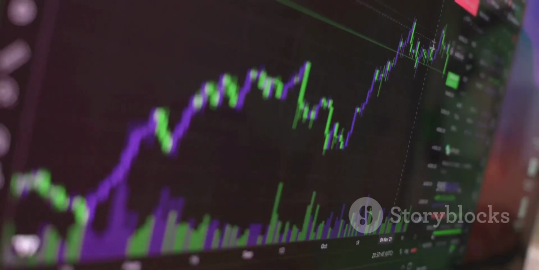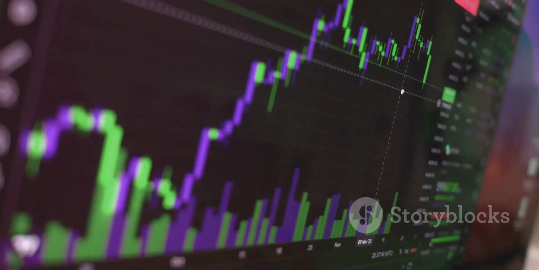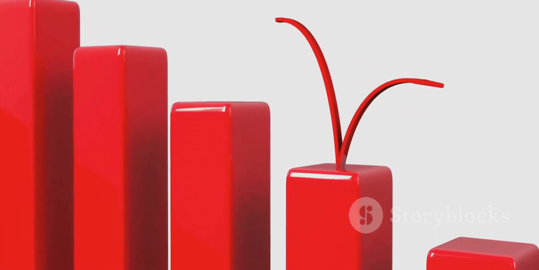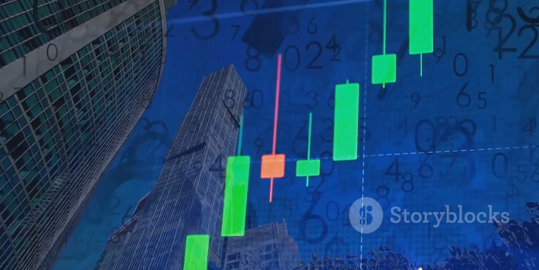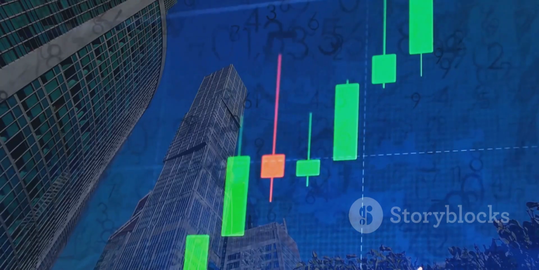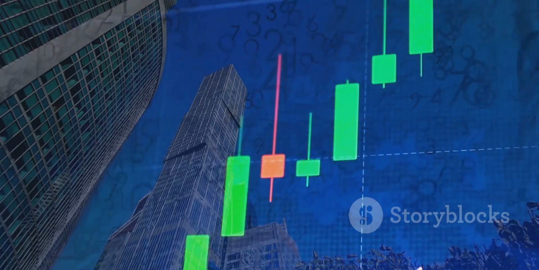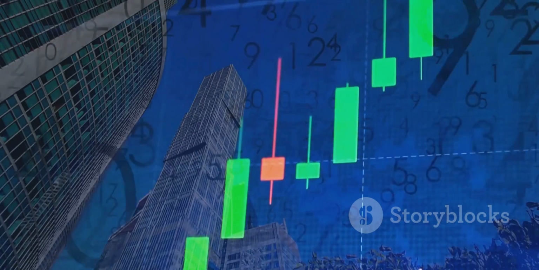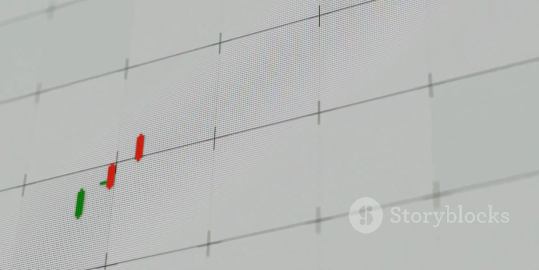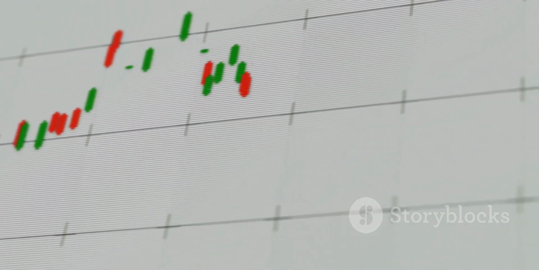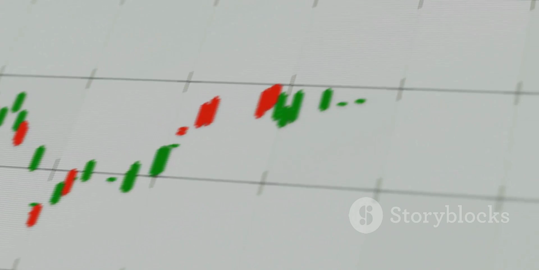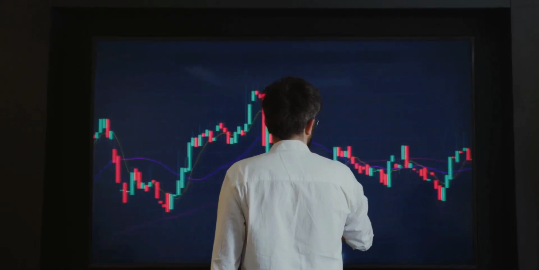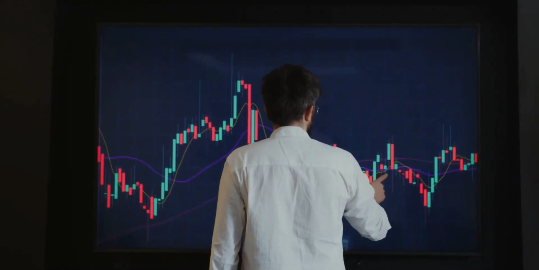The morning star is a 3-candle bullish reversal pattern. It starts with a long red candle during a downtrend. This is followed by a small-bodied candle, which can be red or green, that gaps down, showing continued selling pressure, but also some indecision. The third candle is a long green candle that closes well into the body of the first red candle. This confirmation candle shows that buyers have taken firm control.